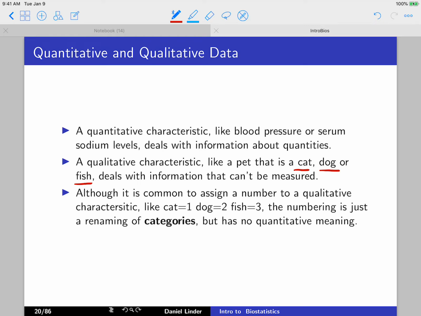So for instance, in bullet 3, I wrote that it's common to assign a number, excuse me, a quantitative number to these categories. So for instance, I've assigned cat to have value 1, dog to have value 2, fish to have value 3, but essentially this is just a numbering to distinguish categories. The numbers 1, 2, and 3 have no quantitative meaning. They're merely categorical.